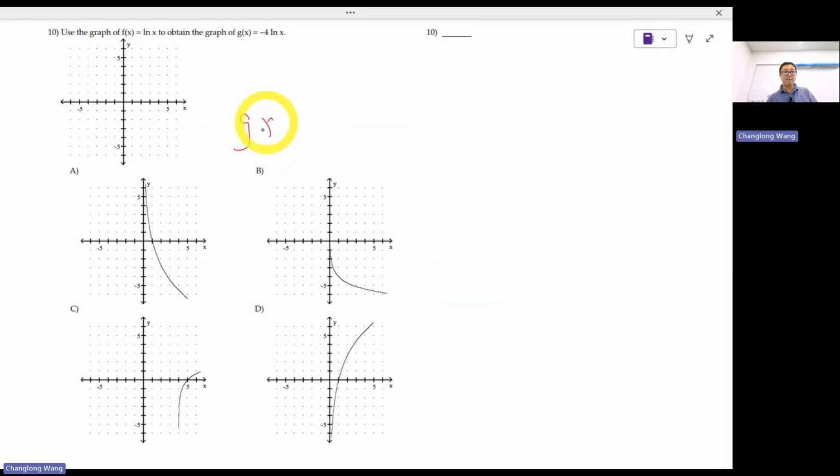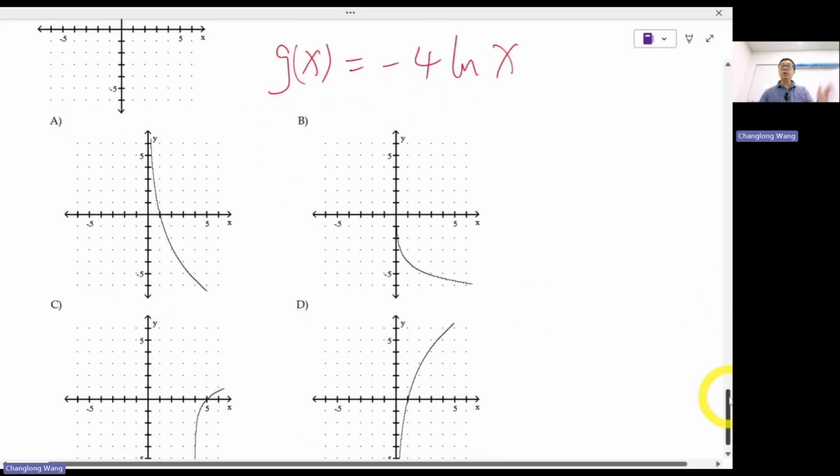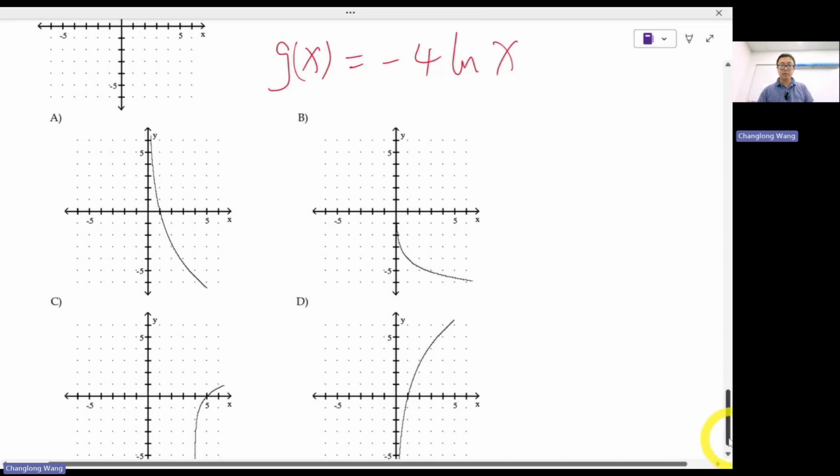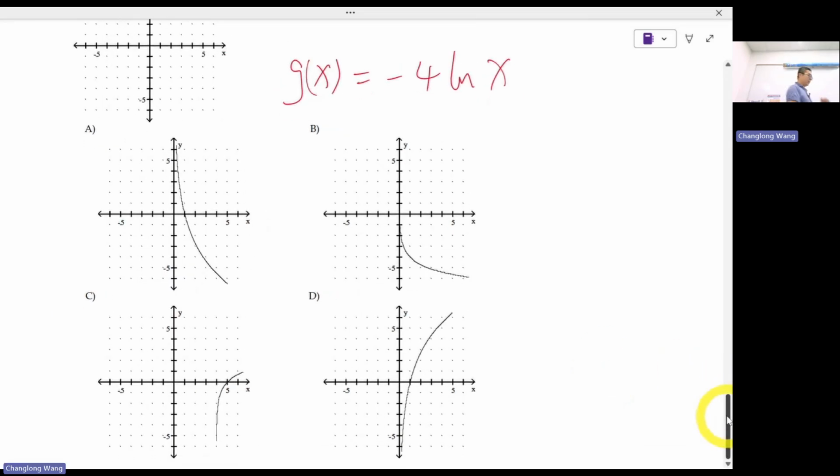So they want you to graph, pretending you're graphing it, right? g of x equals -4 ln x, which is the natural log of x. And I'll zoom in a little bit. But you don't have to type up and graph it. If you can already tell which option is right, that's fine. But if you want to try the graphing calculator, do it now and tell me which one you get. All right, so number 10, just go ahead and figure out which graph matches -4 times ln x. However you want to do it.